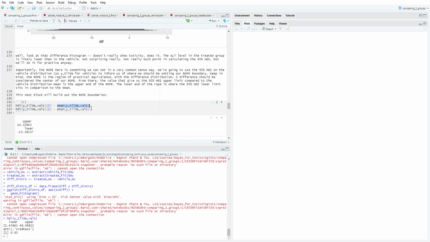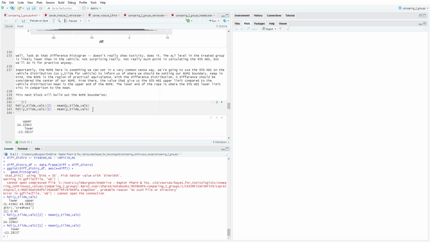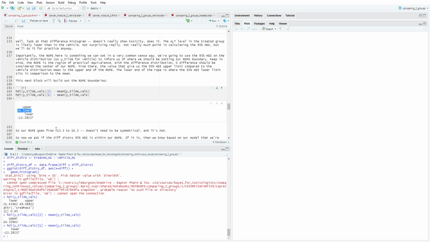What that does is that tells me how many units past the mean I have to be in order to have the upper range of my rope. I'm going to do the same thing except with the lower, and again subtract that from the mean to get the lower end. Okay, so let's run that. And we can see that my upper end is looking like 14.3, and my lower end is looking like negative 13.3.